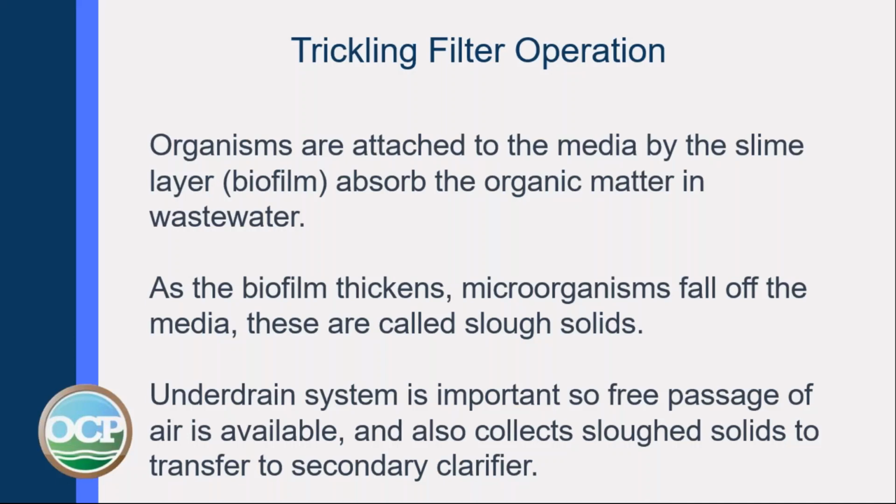Periodically, what you'll see a lot of people do with trickling filters, they'll slow down the speed of the distribution arm if it's not one that's just pushed by water. If it's controlled by a motor, they can slow it down once or twice a day to help wash the microorganisms off the media so they don't get too heavy. The underdrain system is important, so free passage of air is available. This also collects the effluent and the slough solids to transfer to the secondary clarifier.